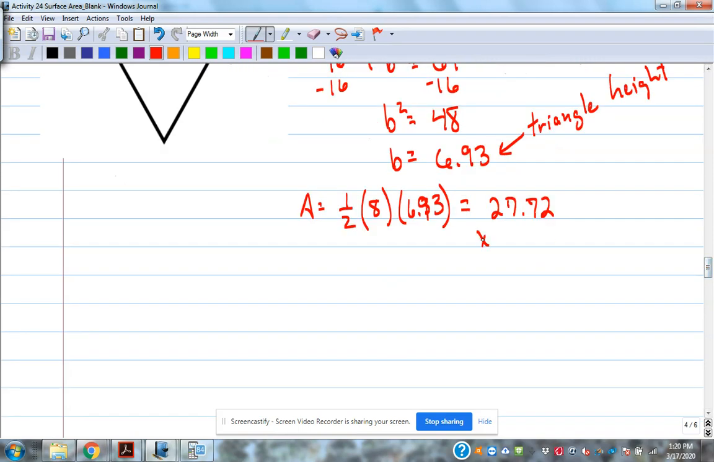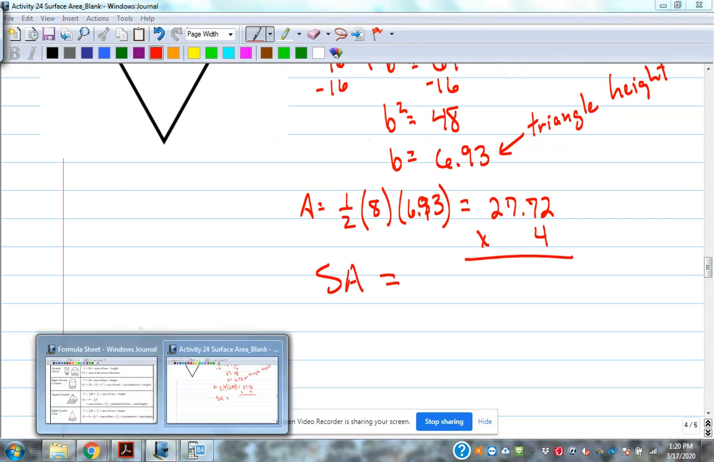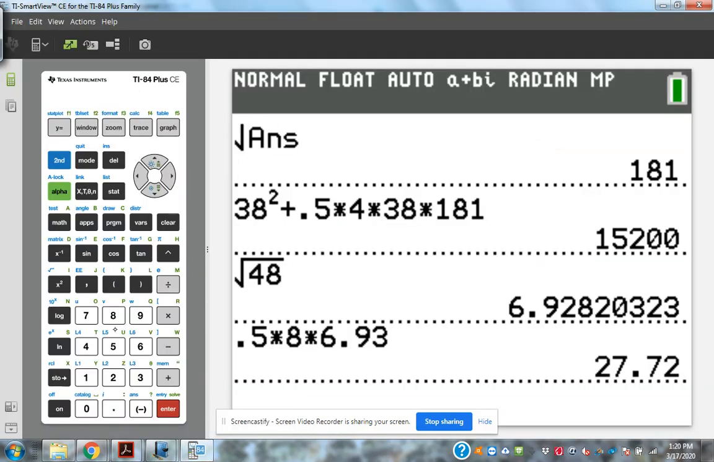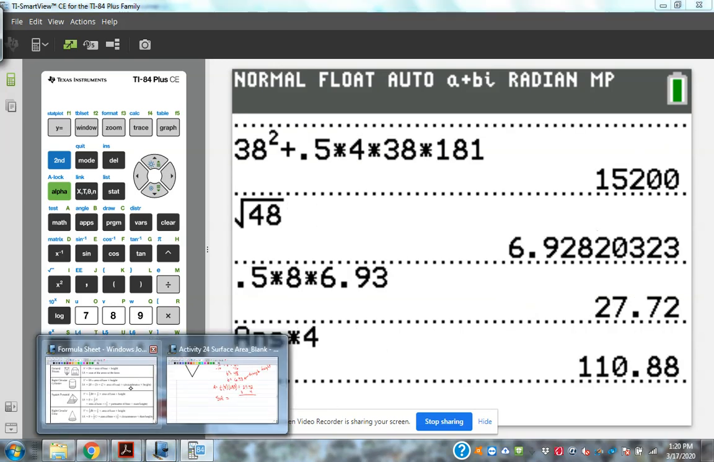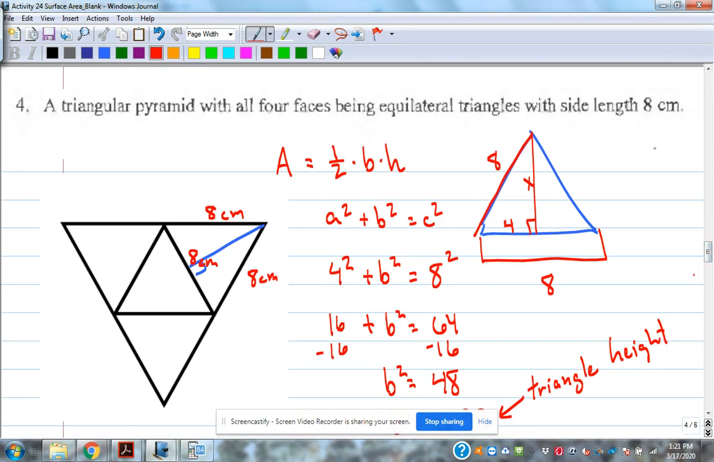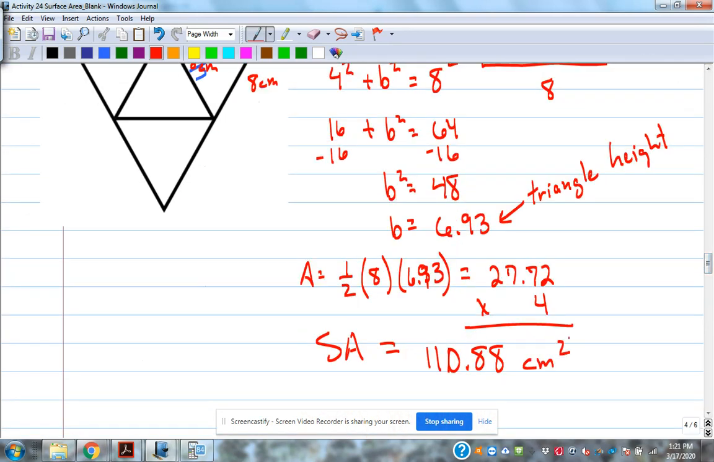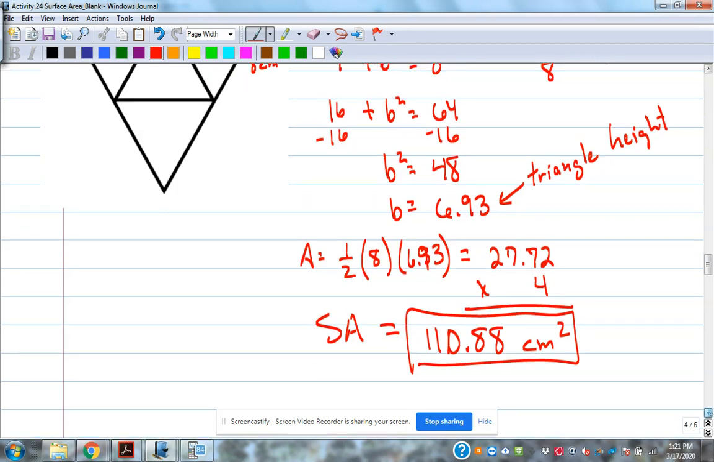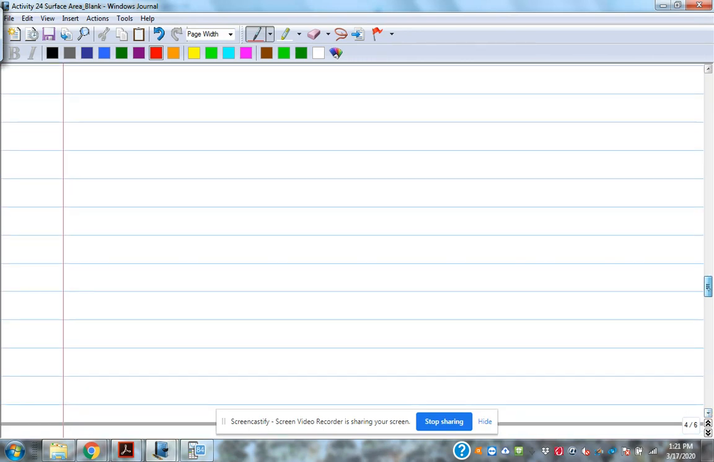And then there are 4 of them, so we'll multiply that by 4 for the surface area of this triangular prism, because they're all equilateral, so they're all the same. So times 4, 110.88 square centimeters in this case. So a lot of work in the background to find these heights and slant heights and different things for these prisms and pyramids. It's a little tough to do. Got to pay close attention.